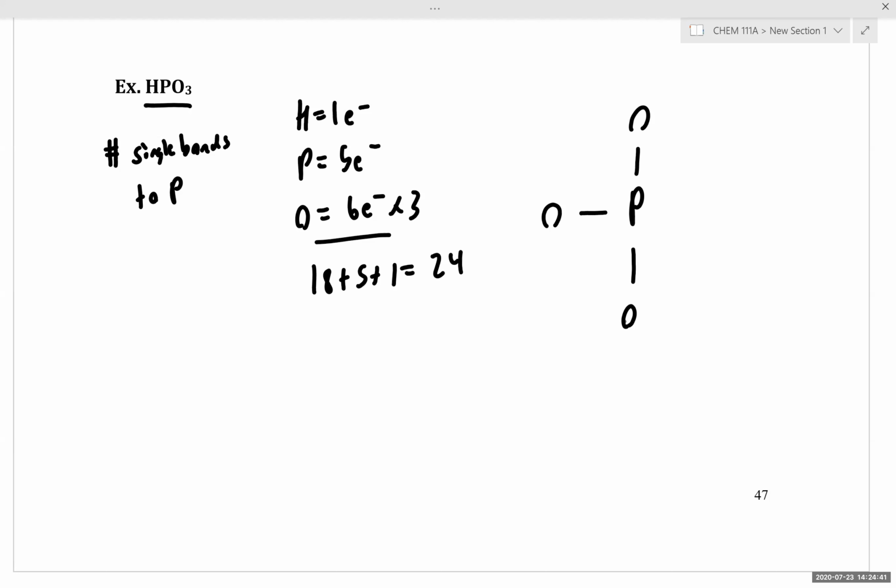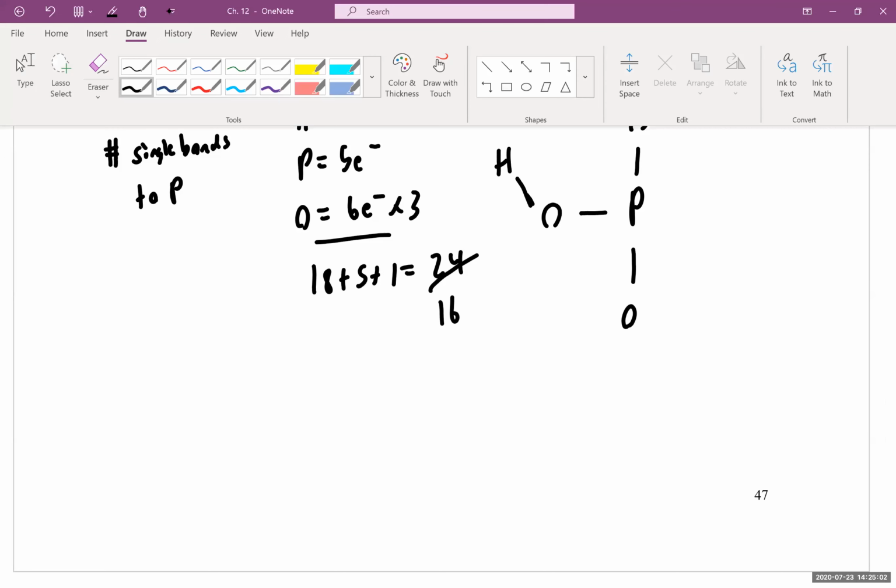Now, this rule is based on formal charges. So if you had to take a guess, where would I place my hydrogen atom? And as the chat points out, yes, the hydrogen atom is attached to oxygen. It doesn't matter which one. We formed 1 bond each, so we used up 2, 4, 6, 8 electrons. We have 16 electrons remaining.